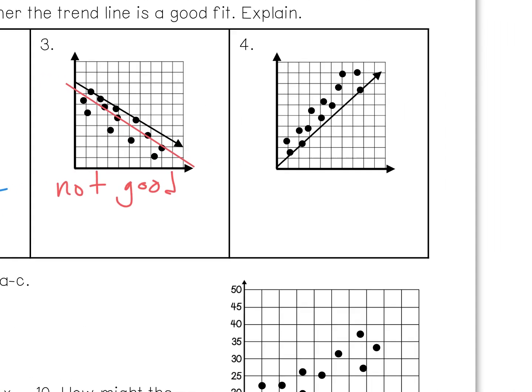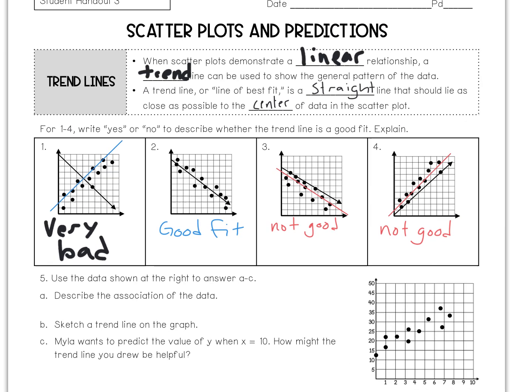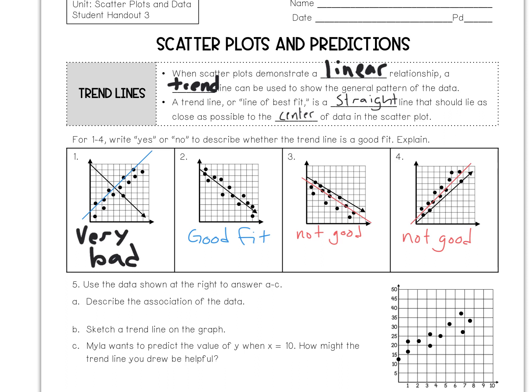And then the last one, it's also not great because the line should be more centered. That's not good either. So that bottom one over here, number 4, is also not good, because the line should be more centered. Okay, so that's the basic idea of trend line.